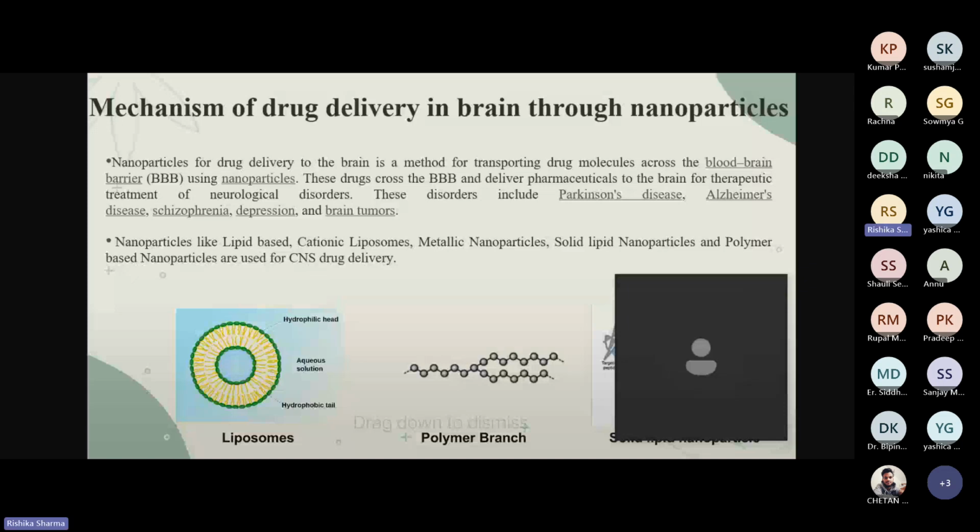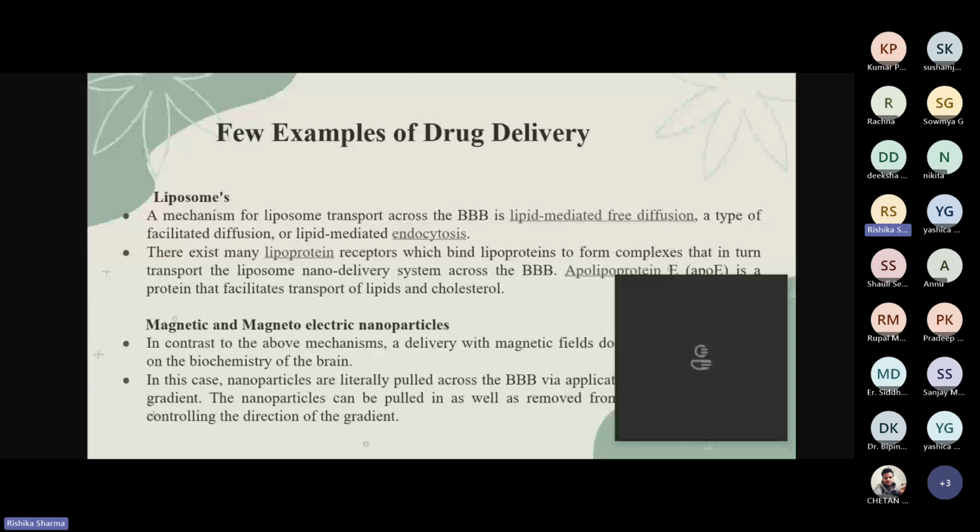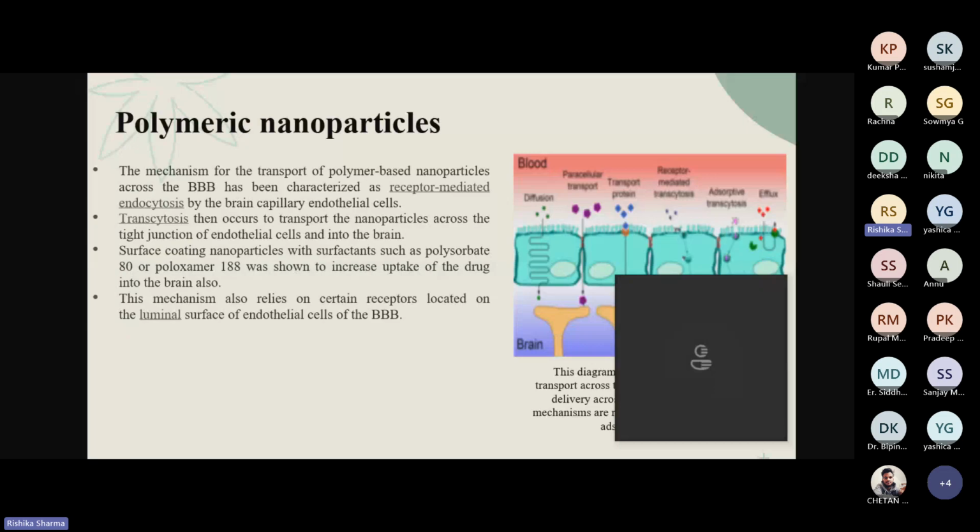Here there are a few examples of the drug delivery methods. The first one is with the help of liposomes. Next is magnetic and magnetoelectric nanoparticles, and the third one is through polymeric nanoparticles.